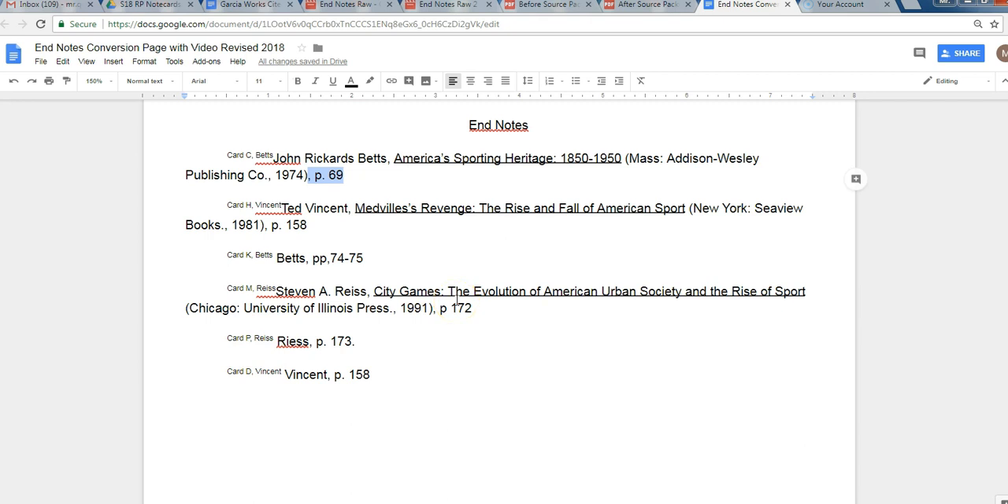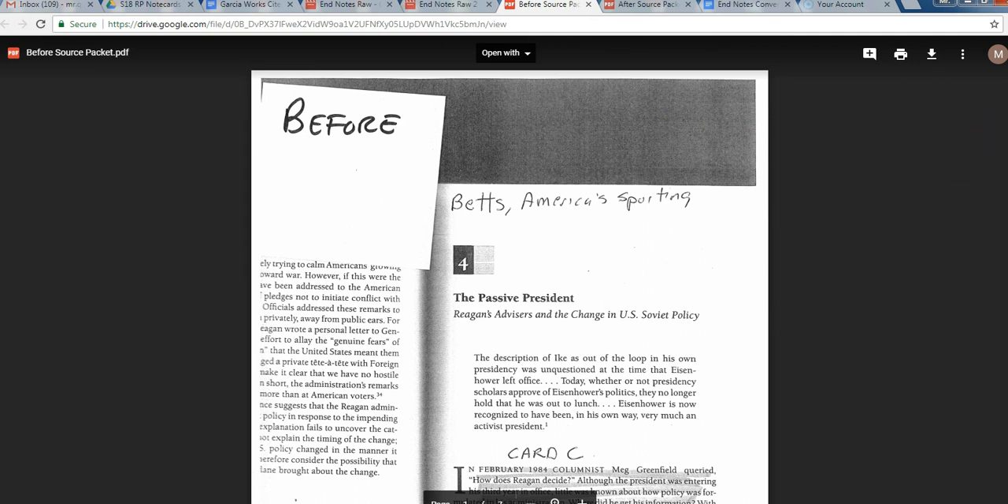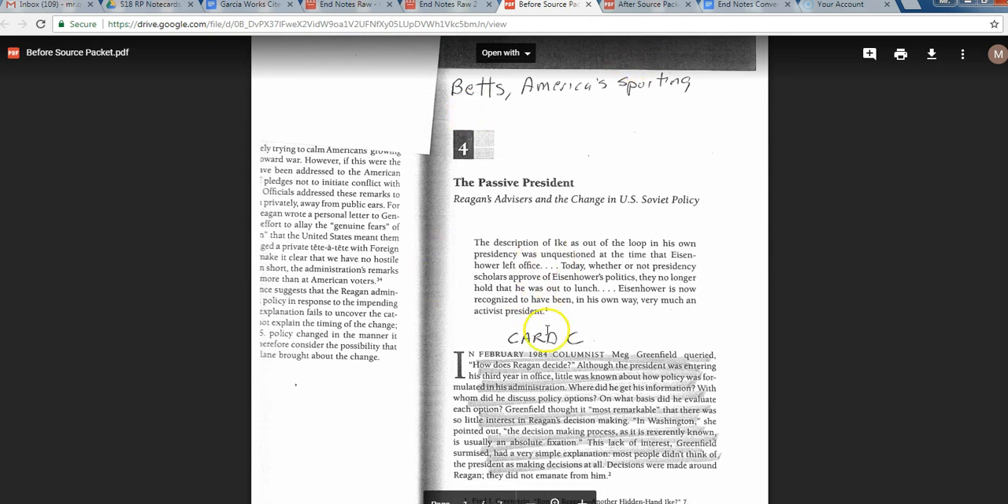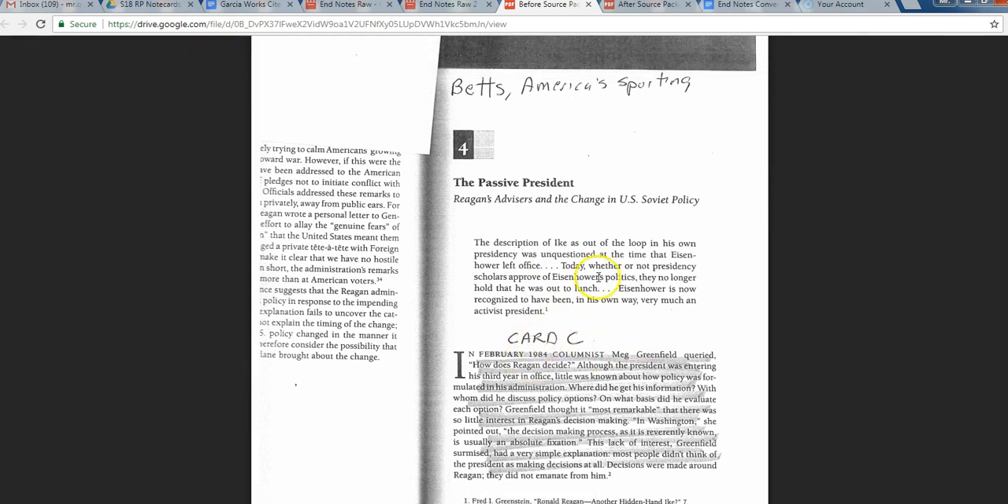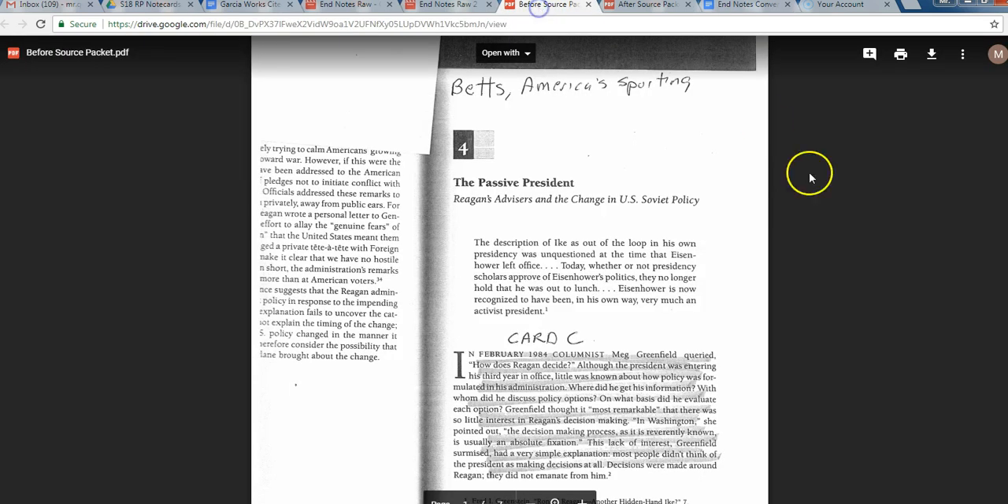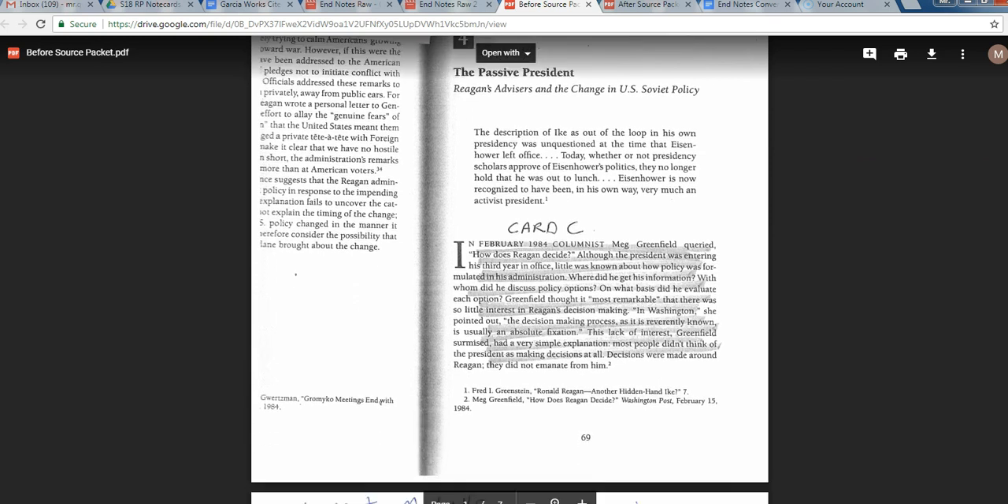Okay. Now you should also have a source packet, and your source packet should look something like this. This is where you have, there's Betts. That's the first page from Betts. That's card C. All right. So if we go right back over here, we'll see, hey, look, card C happens to be the first one there. All right. And then we scroll down a little bit more.